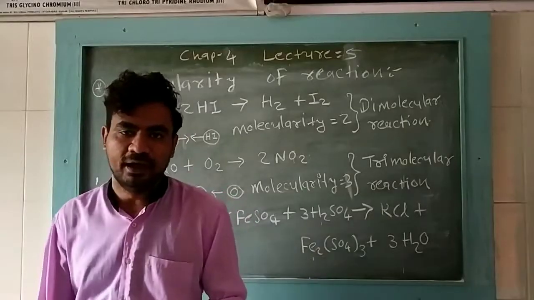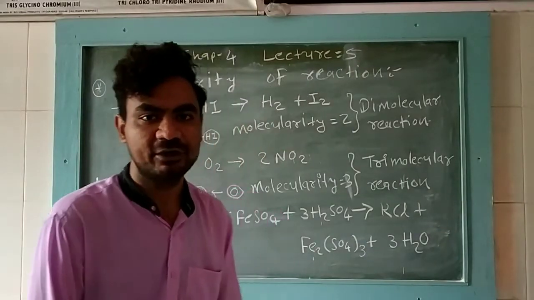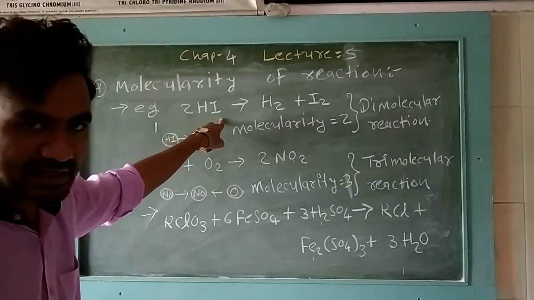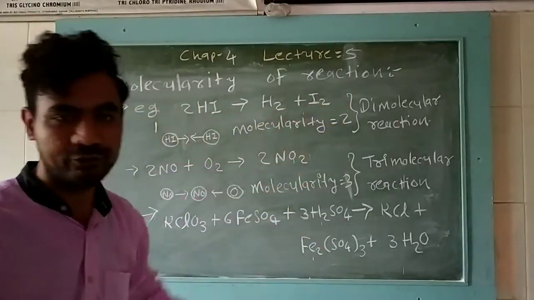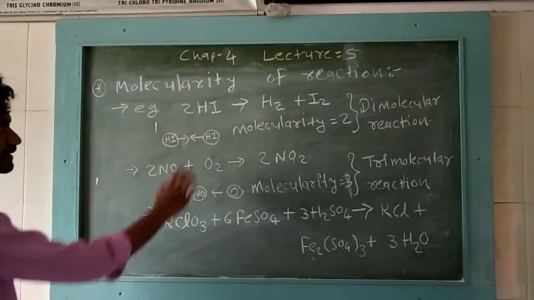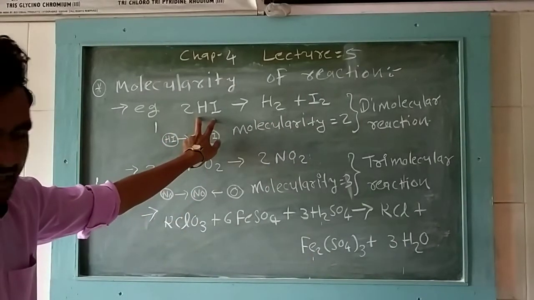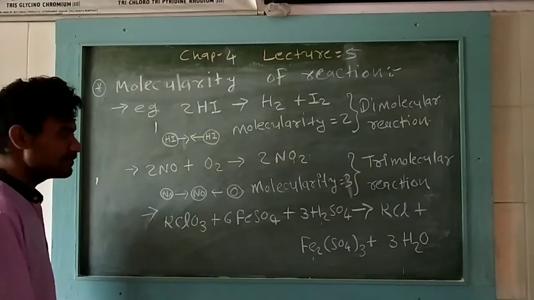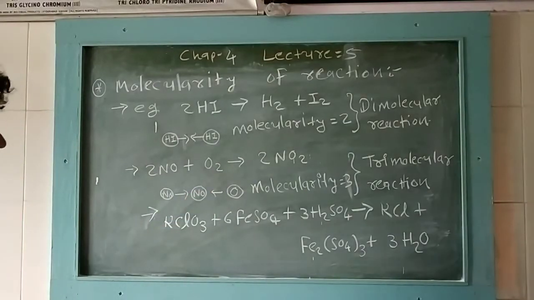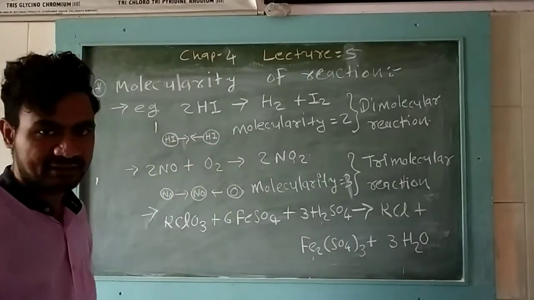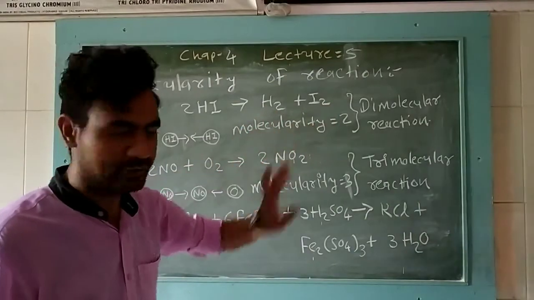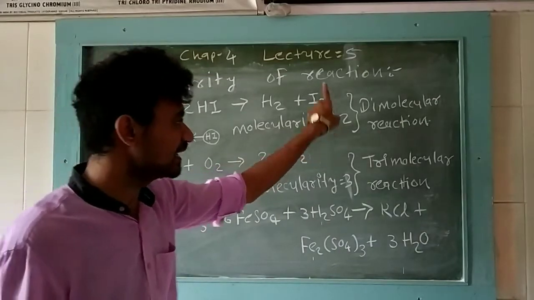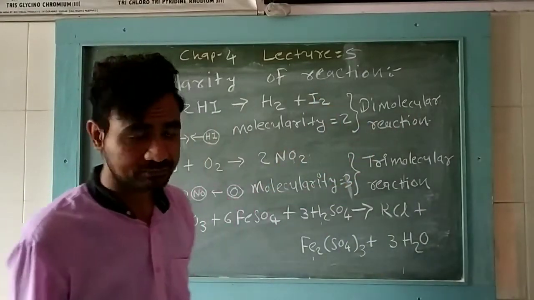Okay. Now here a few more examples are given to you. You can see the first example, 2HI gives H2 plus I2. By this reaction you can see that 2 molecules of HI are reacting. This one is our first HI molecule, this one is our second HI molecule. They both will collide with each other to form H2 and I2. So you can say the molecularity is 2 here, and this reaction is called a dimolecular reaction.